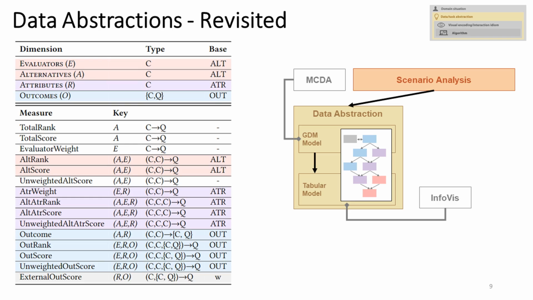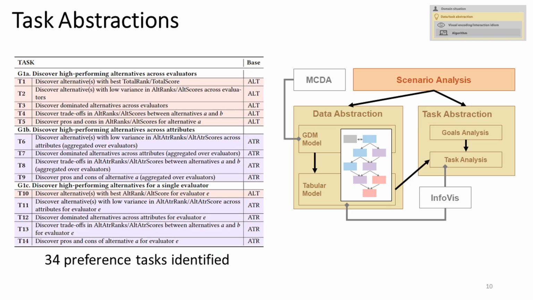In order to express our data abstractions in the language of visualization, we map sets, such as alternatives and attributes, to dimensions, and functions of those sets to measures. The measures may include rankings, scores, or weights supplied by evaluators, as well as evaluator weights and objective attribute outcomes for each alternative. The measures used will depend on which preference model is employed.